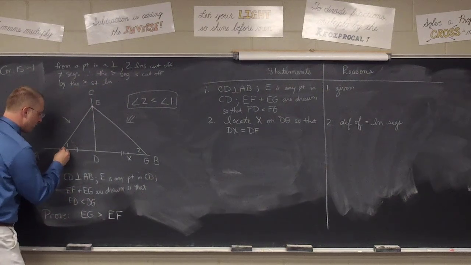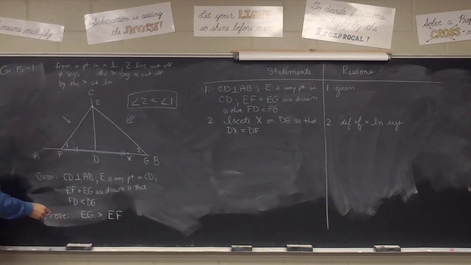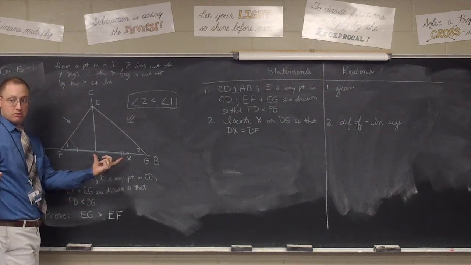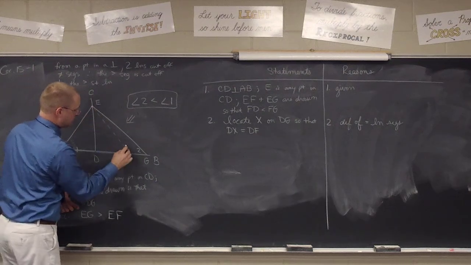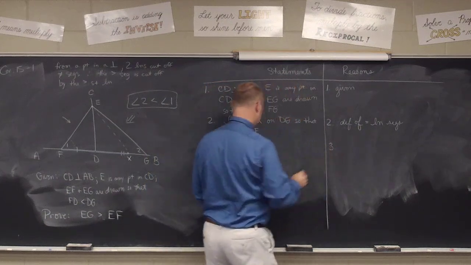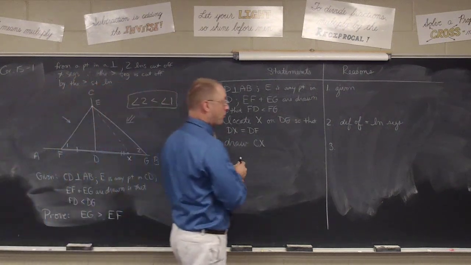So DF and DX will be equal segments. So far, so good? And since DG is bigger, we know DG has room for this point X. But remember, the theorem said if lines are drawn cutting off equal segments. Well, here I have a line that cuts off this segment. I don't have a line that cuts off this segment, so thoughts? Draw CX. What do you suppose the reason would be? Only one straight line may be drawn between 2 points, or 2 points determine a straight line.